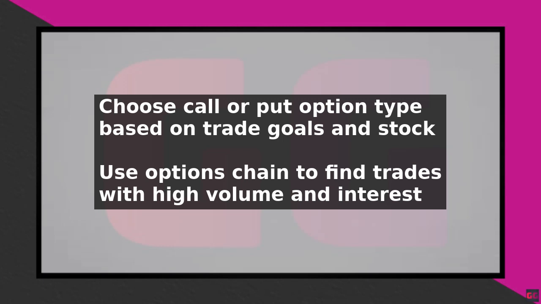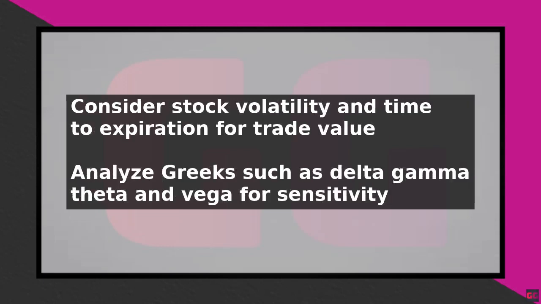Also, consider the volatility of the stock and the time to expiration. Higher volatility and more time to expiration can increase the value of the option. Another important factor is the Greeks, which are measures of the option's sensitivity to different factors. The most important Greeks are delta, gamma, theta, and vega.